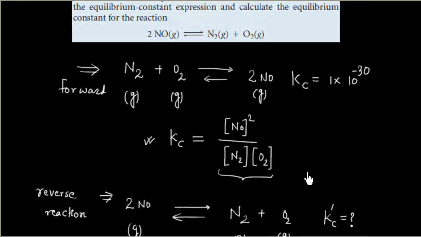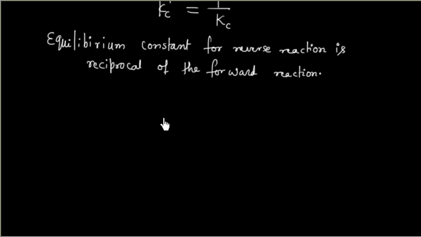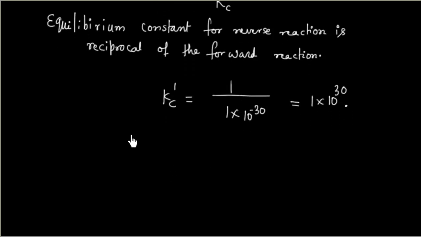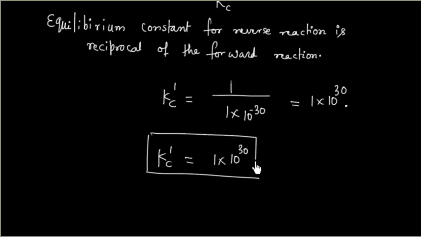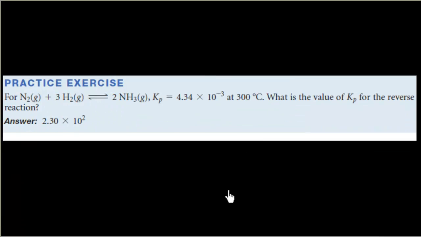So for the forward reaction, Kc is given as 1 into 10 to the power minus 30. So it will become 1 into 10 to the power 30. So the equilibrium constant for the reverse reaction, that is Kc dash, is 1 into 10 to the power 30. And the equilibrium constant is a dimensionless quantity. Now let us try this practice problem.